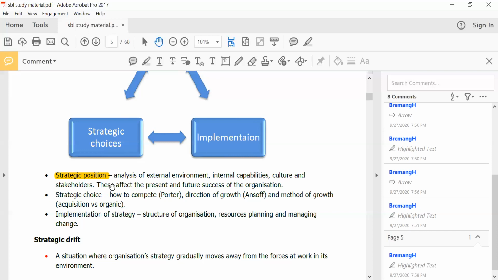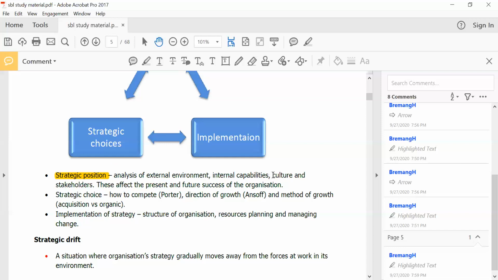So in coming out with a strategic position, you should look at analysis of the external environment. As we know, there's no business which exists in a vacuum. Every business has external stakeholders, which it tends to affect and is affected by, right? Then we have internal capabilities. Internal capabilities should also be looked at in coming out with the strategic position. If you have not assessed yourself internally to know your strengths and weaknesses, how do you be of best fit to the external environment, right?